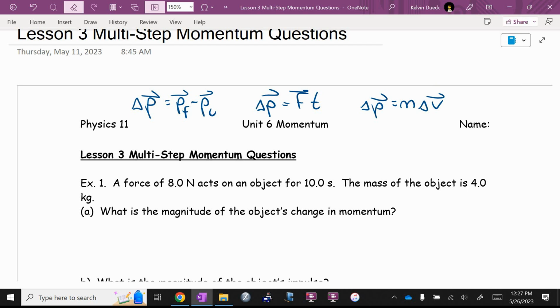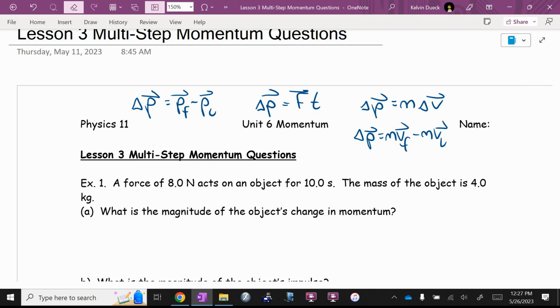Oh, by the way, what's change in anything? You can also write this as mv final minus mv initial. Those are all contained in that.